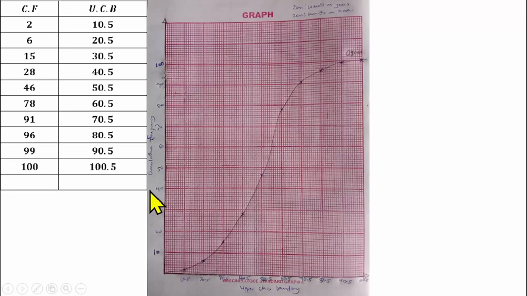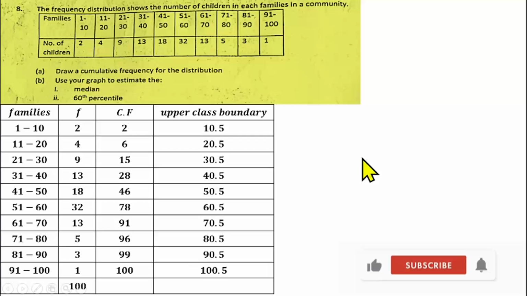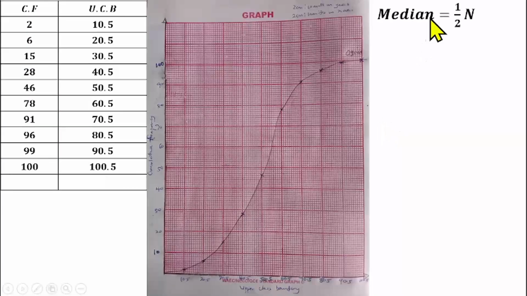Then from the graph, let's go back. They ask us to find the median and the 60 percentile. So how do you find the median? Median is 1/2 multiplied by n, which is the total frequency. Our capital letter N represents the summation of the frequencies. So the total frequency here is 100. Half of 100 gives us 50, and that's the position of the median.